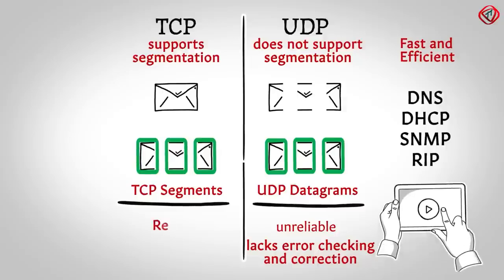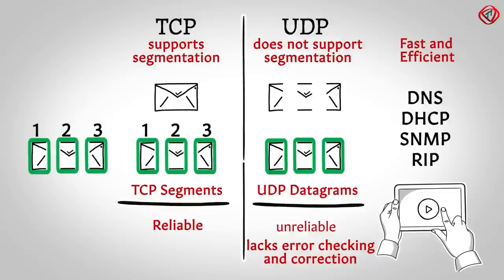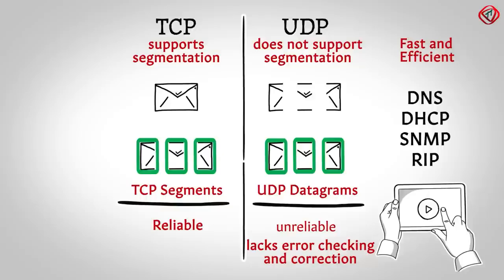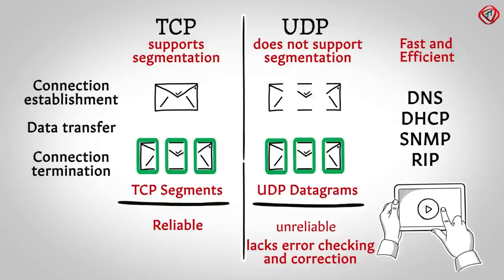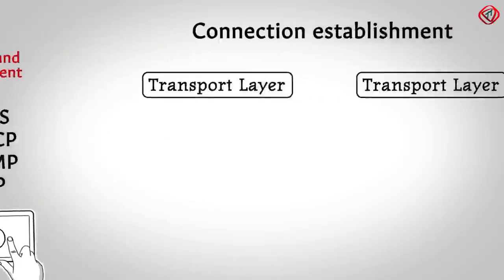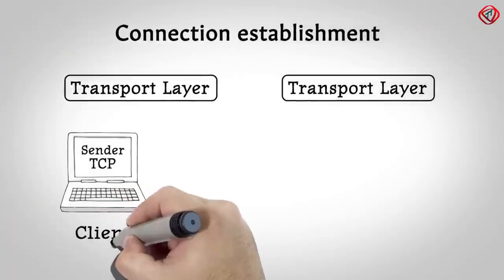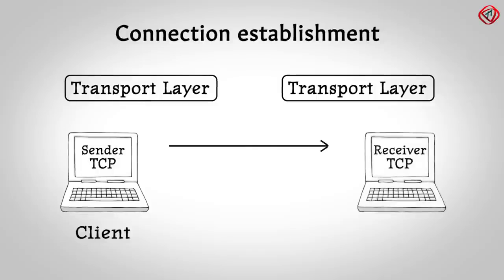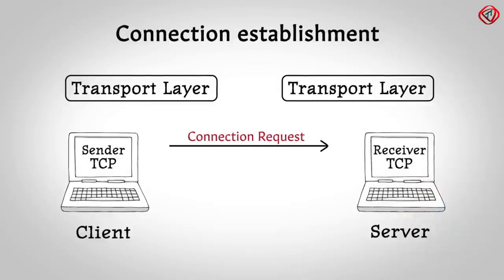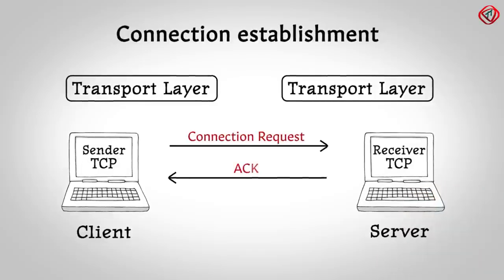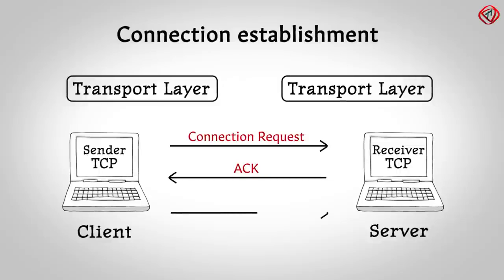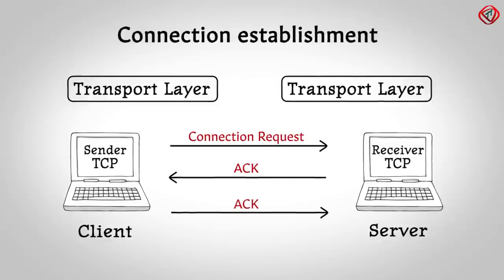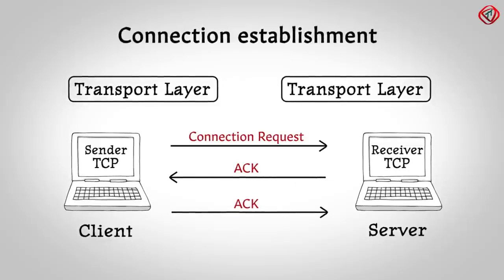TCP, on the other hand, is reliable and guarantees in-order delivery of data from the sender to the receiver. The data transmission via TCP has three phases: connection establishment, data transfer, and connection termination. In the connection establishment phase, the sender TCP or client sends a packet to the receiver TCP or server requesting a connection. The server then sends an acknowledgement to the client. The client further acknowledges the server. It completes the process of connection establishment.